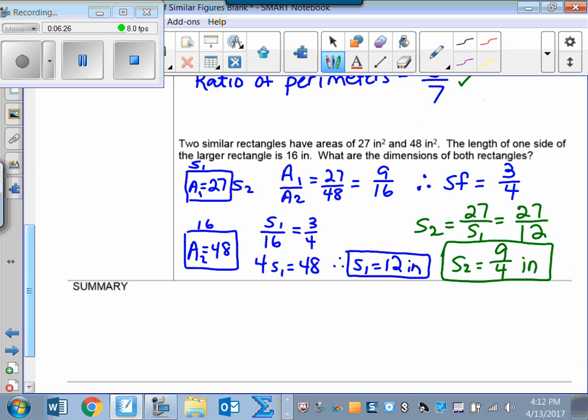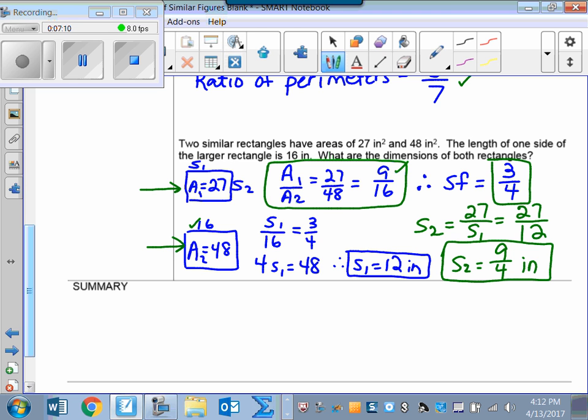All right, what do we have here? Two similar rectangles have areas of 27 and 48. The area of the first one, 27, area of the second, 48. The length of one side of the larger rectangle is 16, so I've marked that right here. What are the dimensions of both rectangles? Okay, so just like I did in the previous problem, I have to use the ratio of these areas to find my scale factor. So when I divide 27 by 48, I get 9/16 when I simplify it. Therefore, to get the scale factor, I have to take the square root of 9 and divide that by the square root of 16, and that gives me 3/4 for my scale factor.